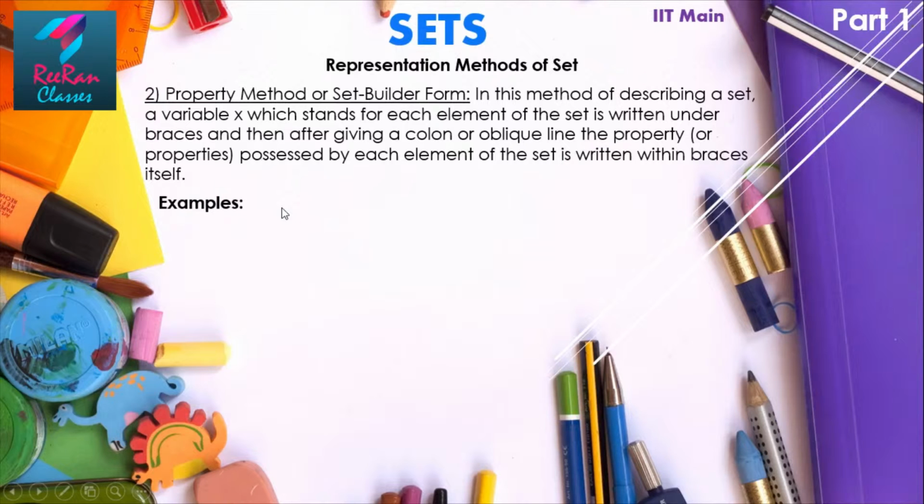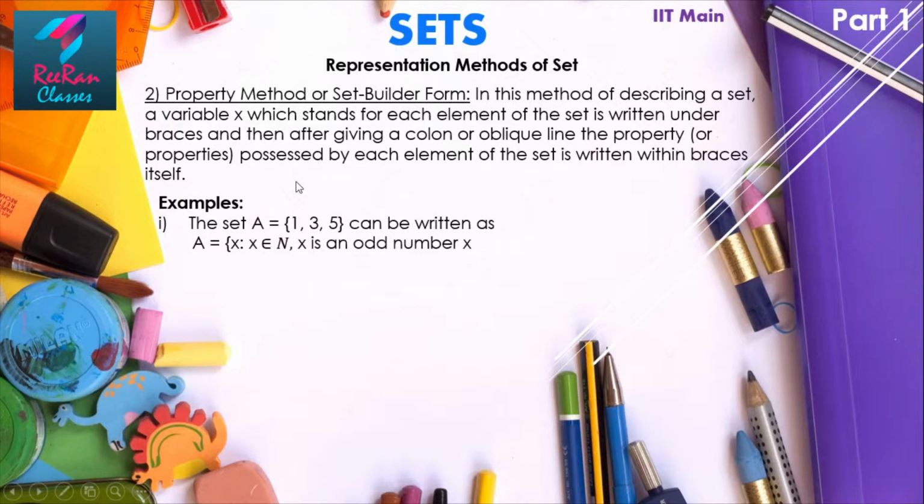For example, the set A is equal to {1, 3, 5}. This is in roster form. It can be written as A is equal to {x : x belongs to natural number and x is an odd number where x is less than 5}.